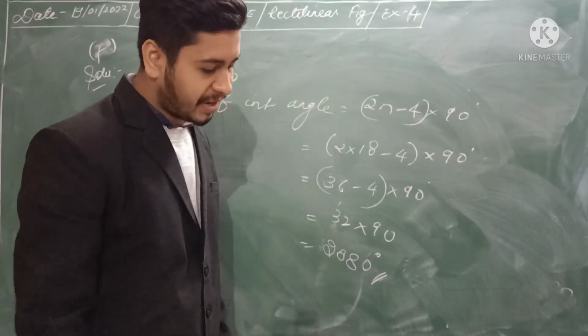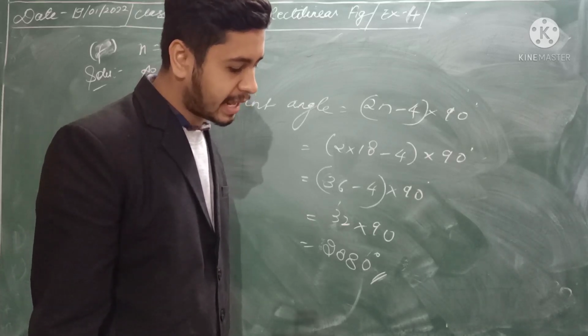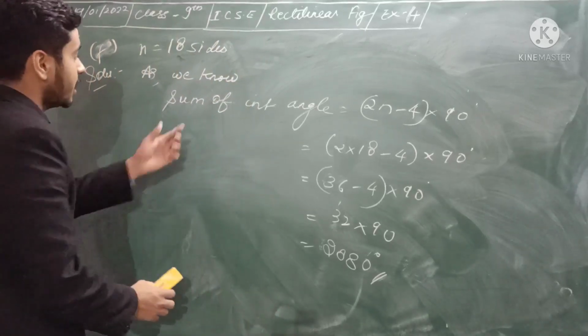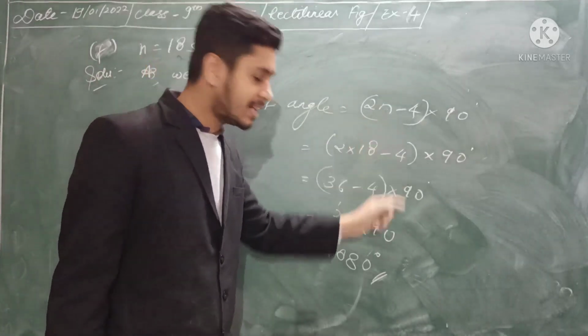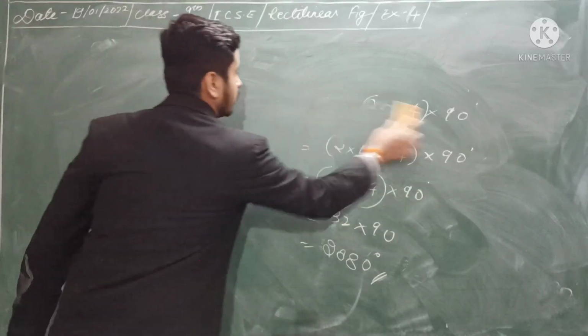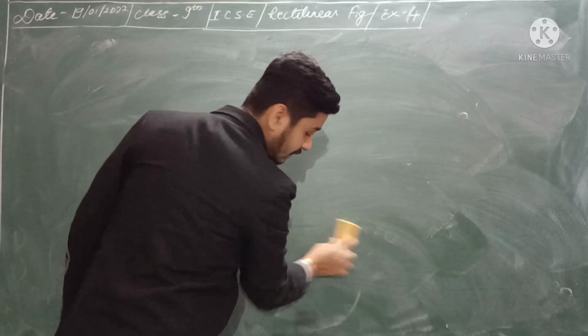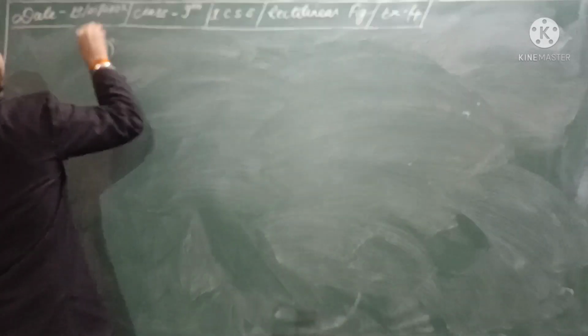The next question says, find the number of sides of the polygon if the sum of its interior angles is equal to a given value. Now you are given the sum of the interior angles and you have to find the number of sides. That means you have to go in the reverse order. So how? Try to understand. Let's do question number C. This is question number 2.